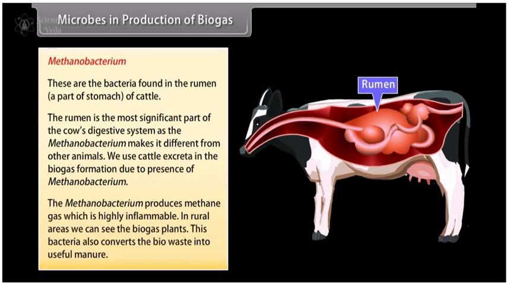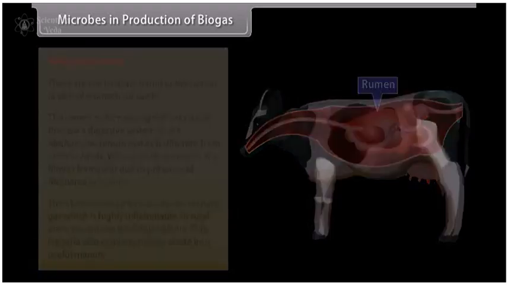The methanobacterium produces methane gas, which is highly inflammable. In rural areas, we can see the biogas plants. This bacteria also converts the biowaste into useful manure.